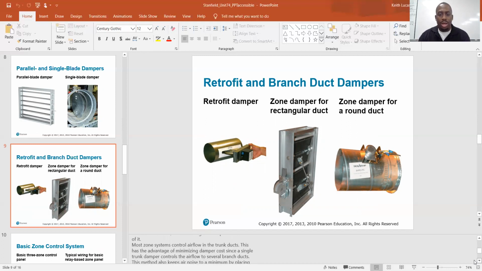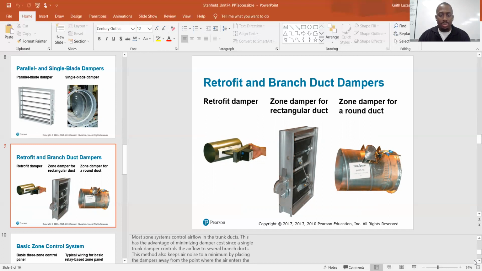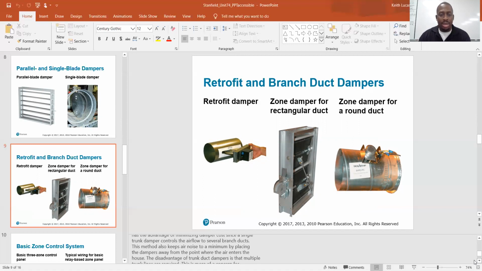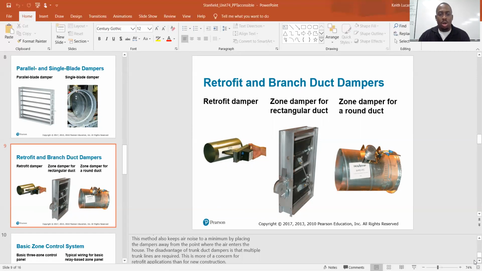Most zone systems control airflow in the trunk ducts. This has the advantage of minimizing damper costs since a single trunk damper controls the airflow to several branch ducts. That's cool, but that could be problematic too. This method also keeps air noise to a minimum by placing the dampers away from the point where the air enters the house. The disadvantage of the trunk duct damper is that multiple trunk lines are required.